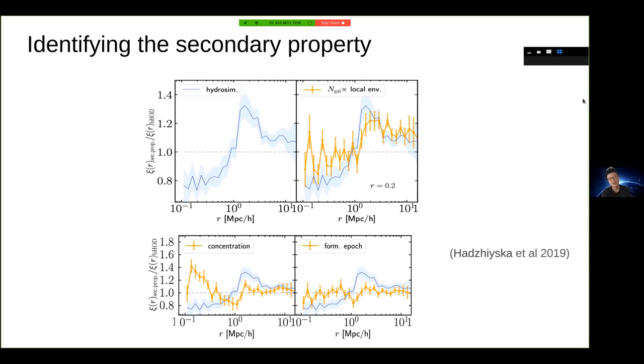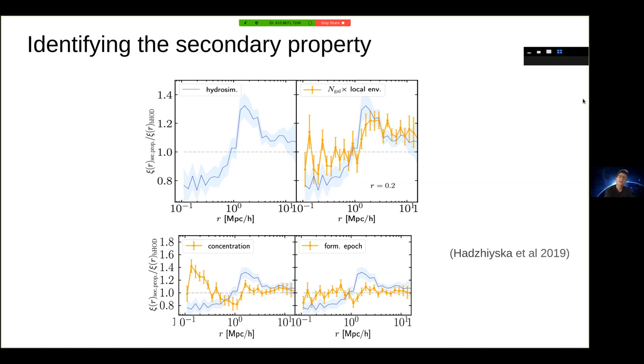And then she tried to use different halo properties as the secondary parameters in her HOD to reproduce this clustering signature. She found that the local environment, specifically defined as a 5 megaparsec top hat around each halo, does a pretty good job of recovering the assembly bias signature. And if you look at the bottom two panels, she's showing that if you use halo concentration or formation epoch, it doesn't do nearly as good a job of recovering the shape of the assembly bias signature.